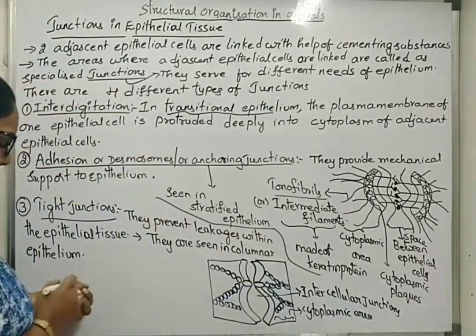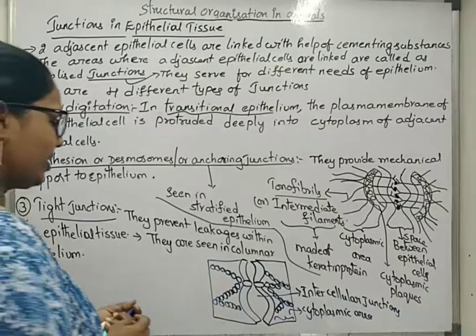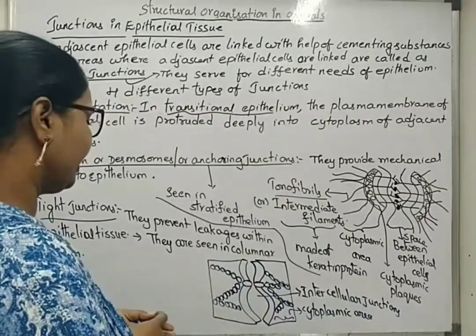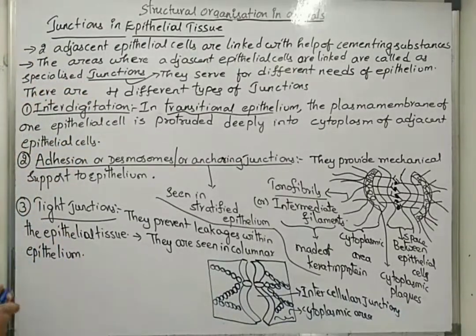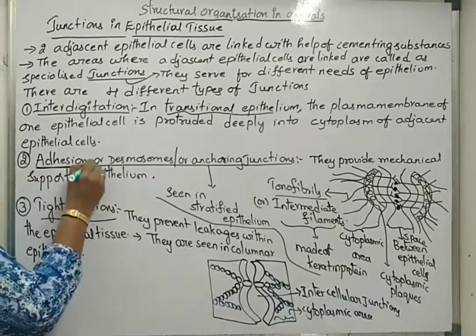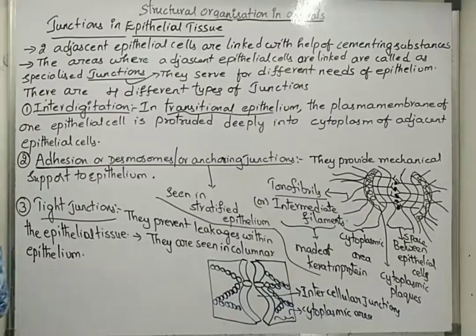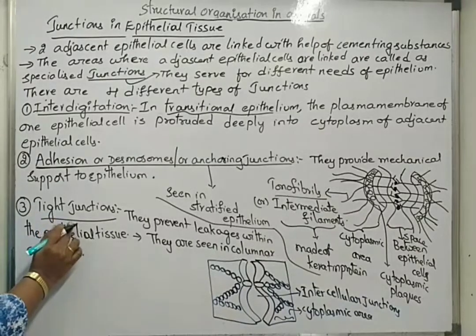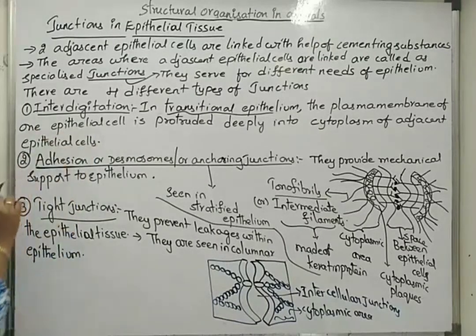So the arrangement will be like this in case of tight junctions, which are seen in columnar epithelium. Stratified epithelium is seen in case of adhesion junctions or desmosomes. Next, columnar epithelium is seen in case of tight junctions. And in case of interdigitation, we see such type of junctions in transitional epithelium. The last one is gap junctions.